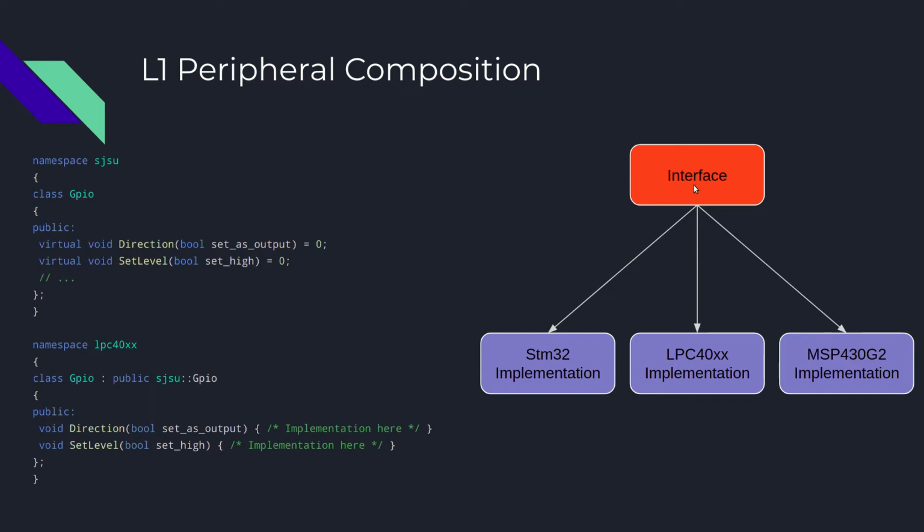As long as each one of these implements this interface and can generate a GPIO, any other class that requires a GPIO can just simply take the interface as its local variable, and you can pass any one of these depending on which one you're building for. So if you're using STM32, pass in the STM32 version. If you're using LPC, pass in the LPC version, and so on and so forth.